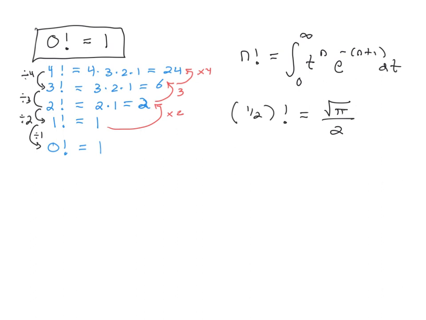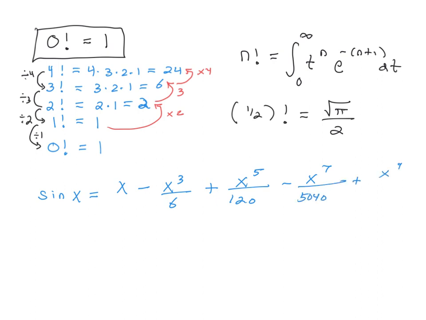But I digress. The other thing I wanted to mention is, if you recall from the lesson on trigonometry, I said that sine was equal to the following polynomial. It was x minus x cubed over 6 plus x to the 5th over 120 minus x to the 7th over 5040. And I think there was one more term I had. It was x to the 9th over, I believe, 362,880 and so on. What are these numbers and where do they come from?